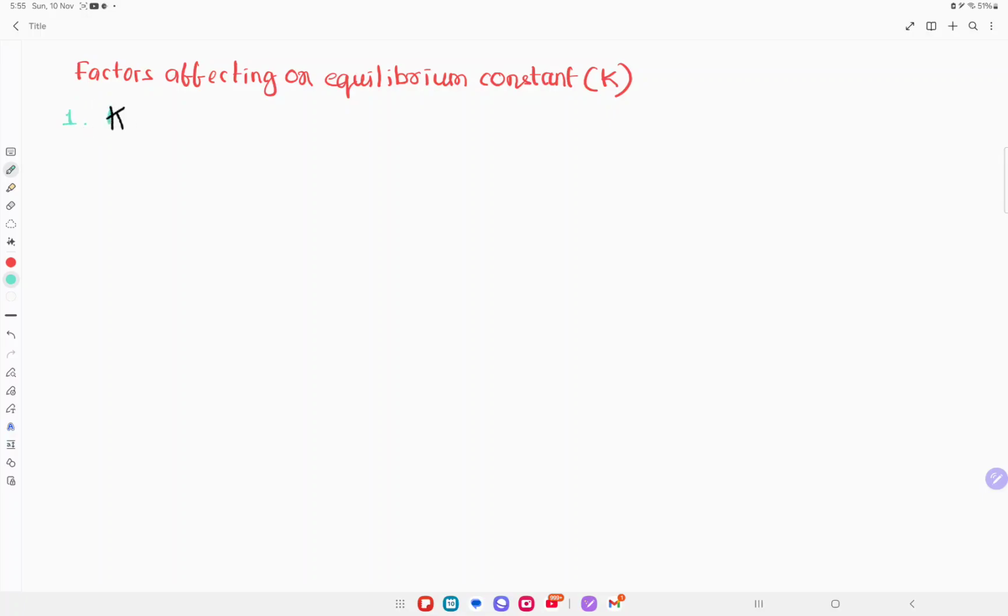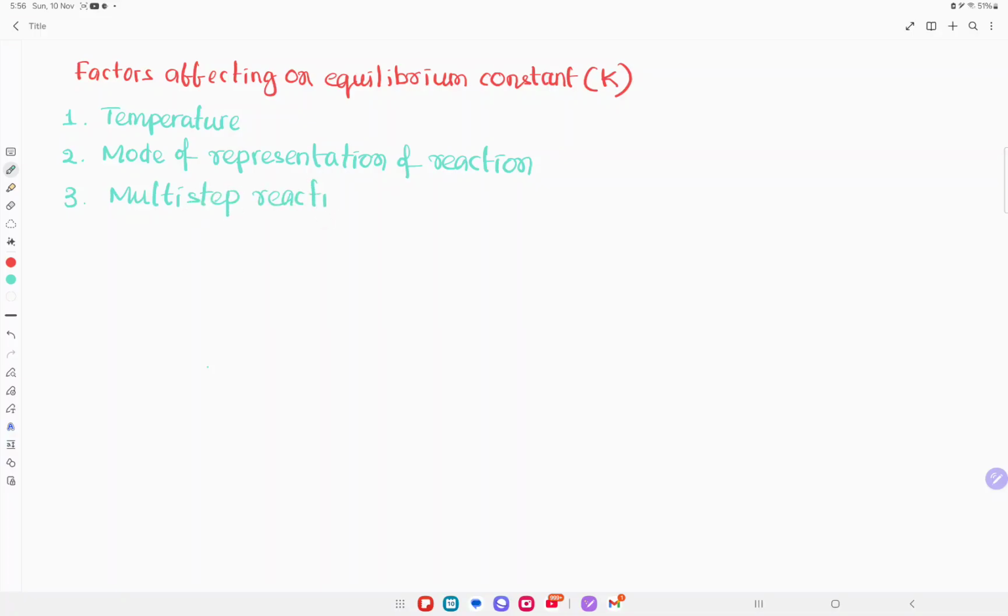They are temperature; second is mode of writing, or mode of representation of reaction; third one, multi-step reaction; fourth one, stoichiometry of the reaction.